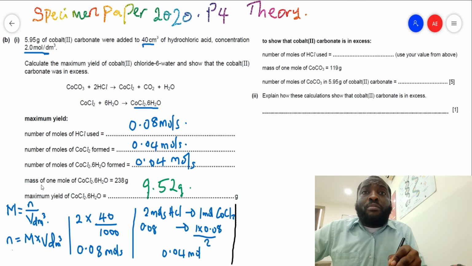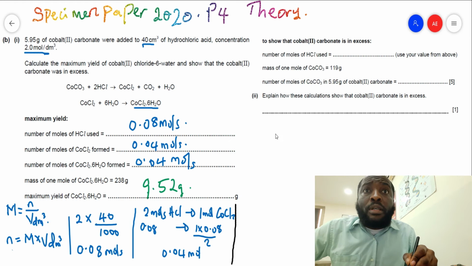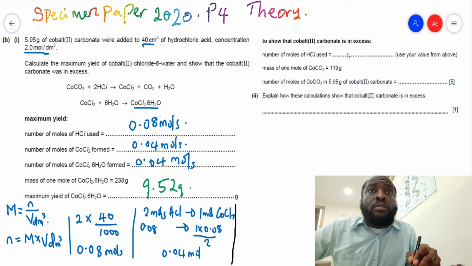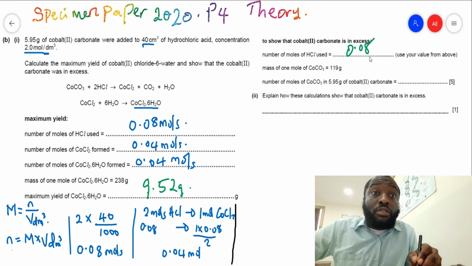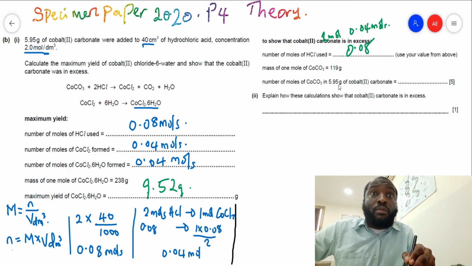Good. Now we move to the second question: the number of moles of hydrochloric acid used. We got 0.08 moles, but there's a trick here. Remember, 2 molecules give this mole, so 1 molecule is actually 0.04 moles. So be careful with that.